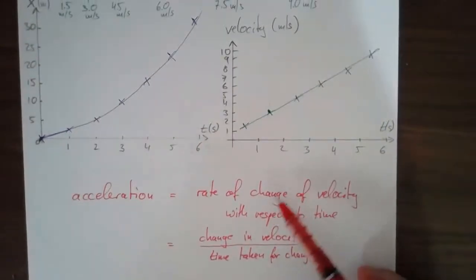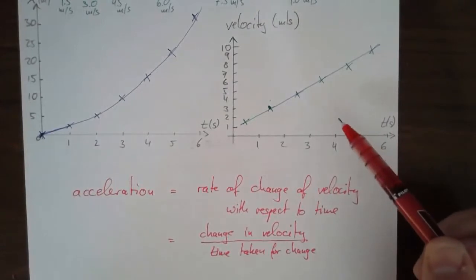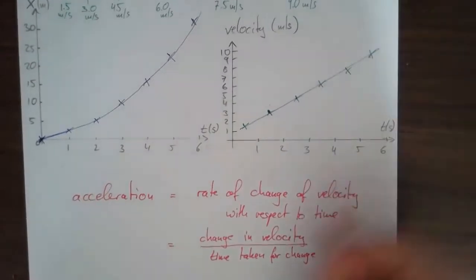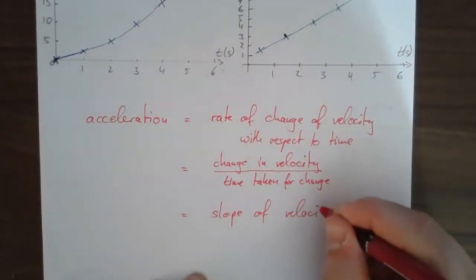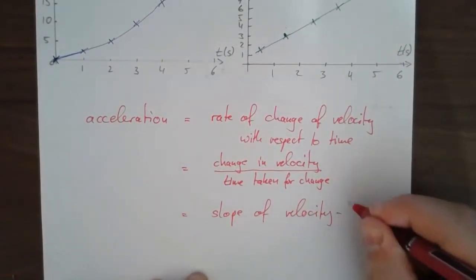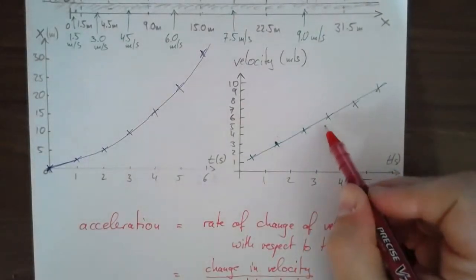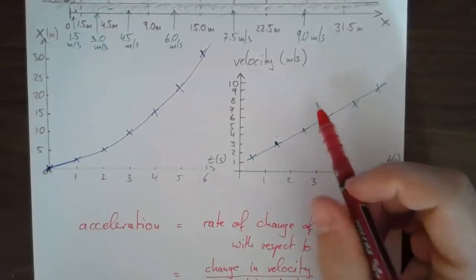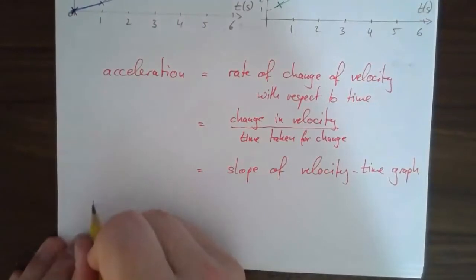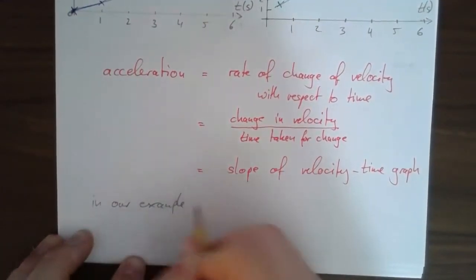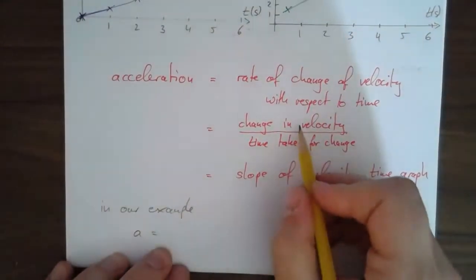Now, the rate of change of something, when you have it on a graph, is the slope, right? So the slope of this graph is what's going to give me the acceleration. There's another way to write down what the acceleration is. It is also the slope of the velocity time graph, and as such, it can be positive or negative. What is the slope? Well, this one is going up by 1.5 meters per second every second. So here, in our particular example, the acceleration is the change in velocity per time taken.